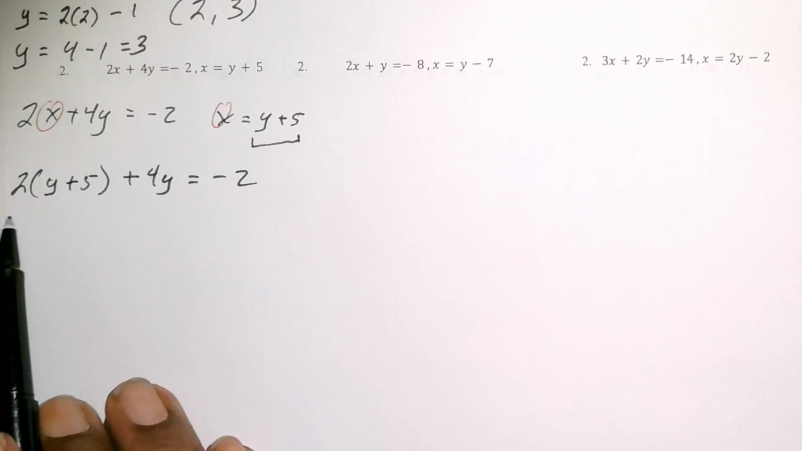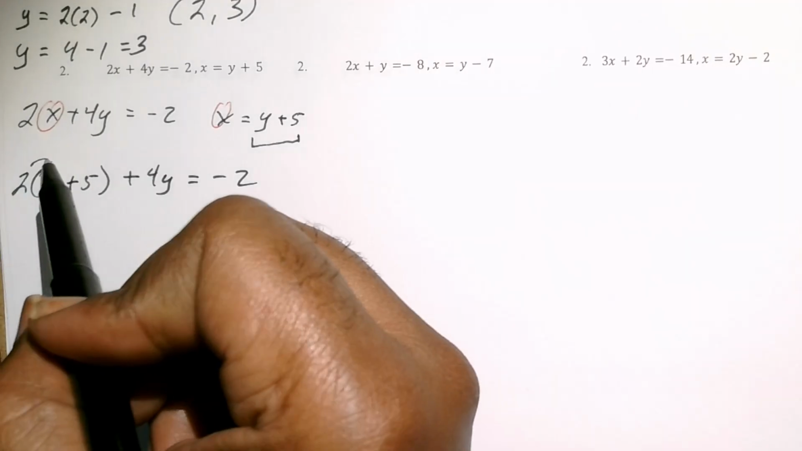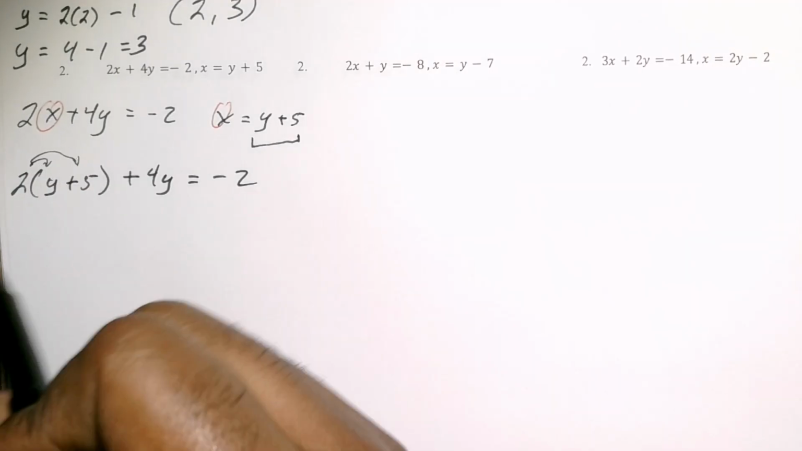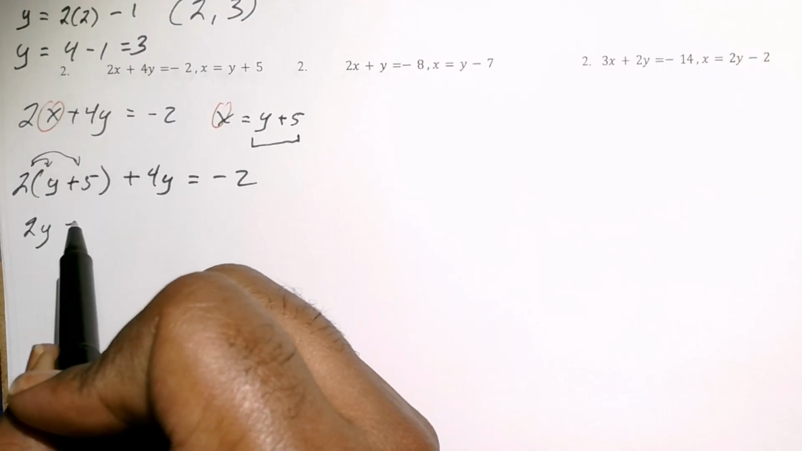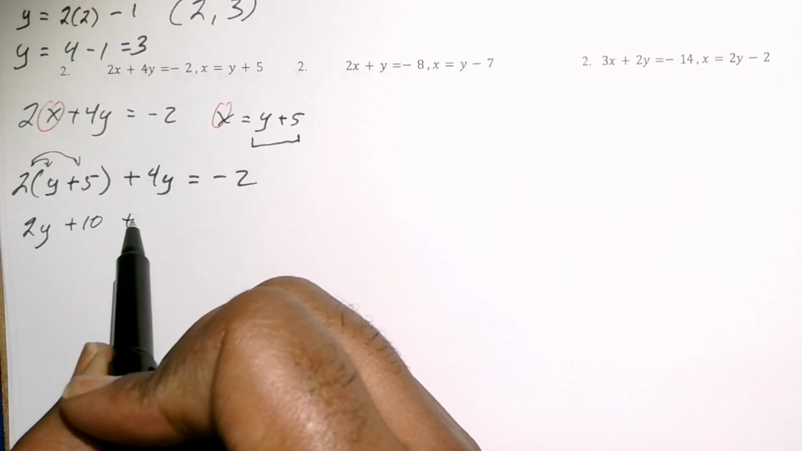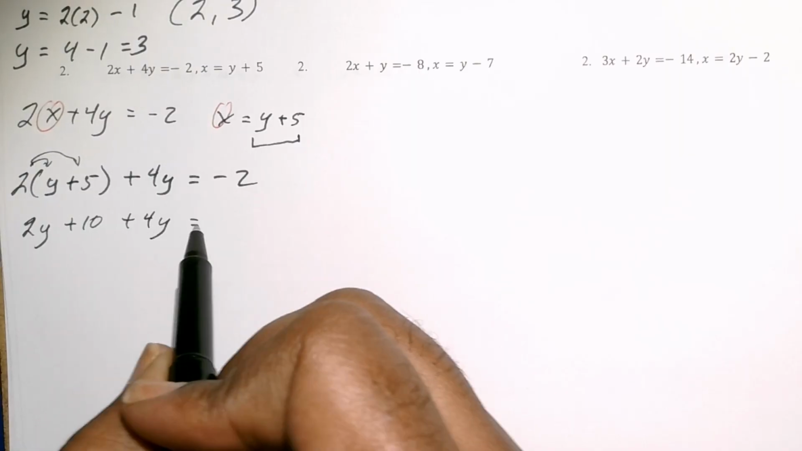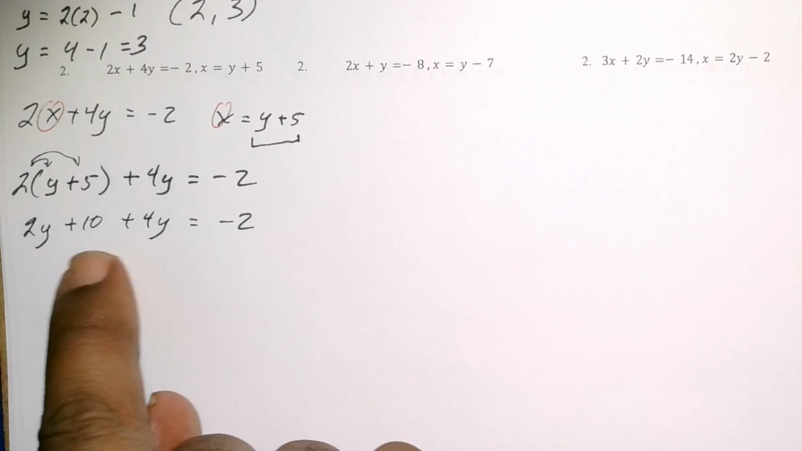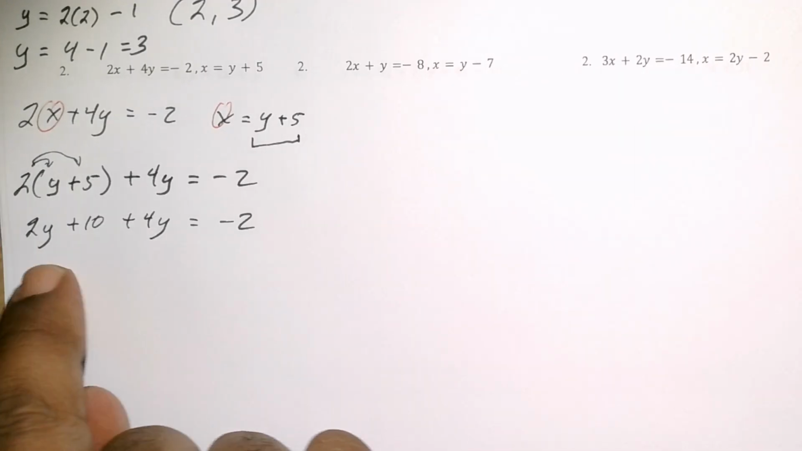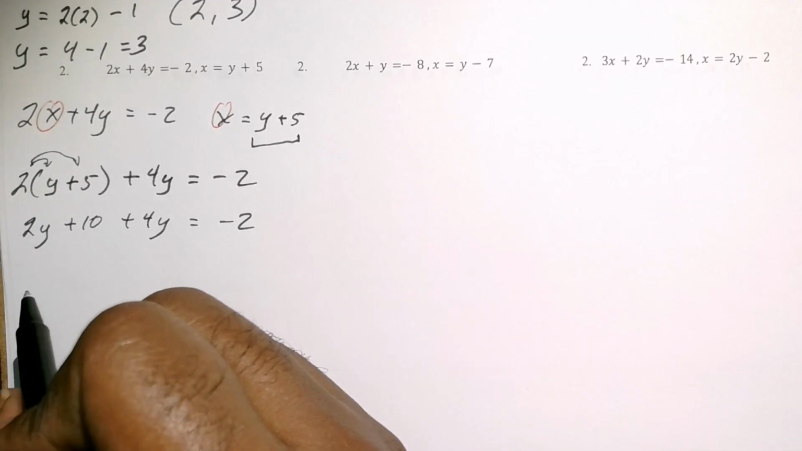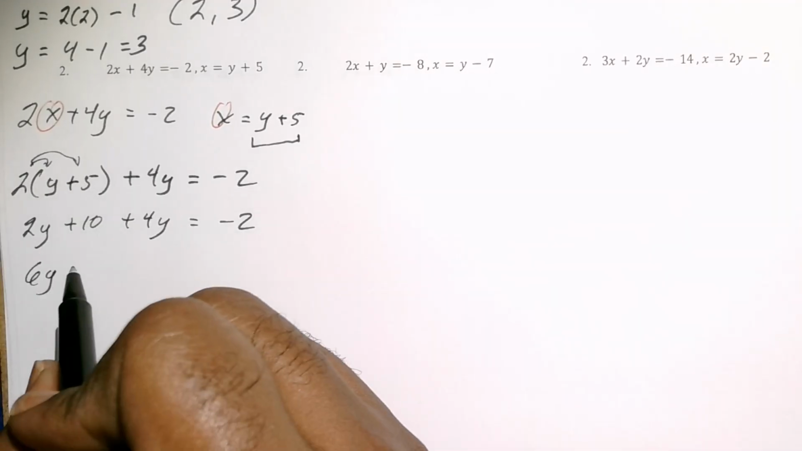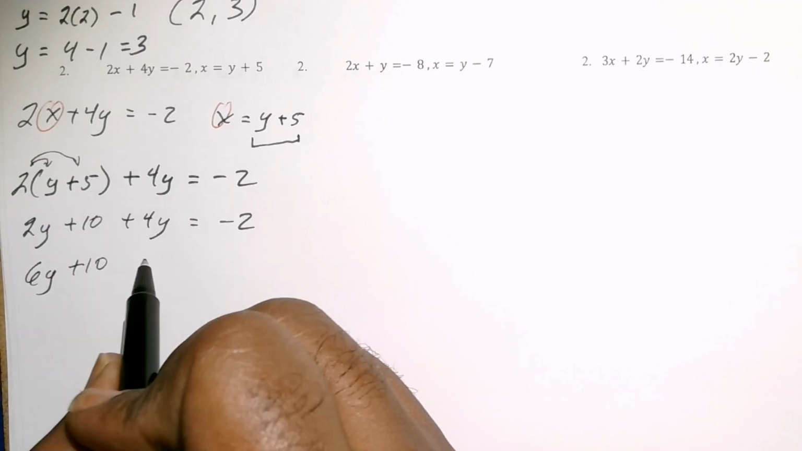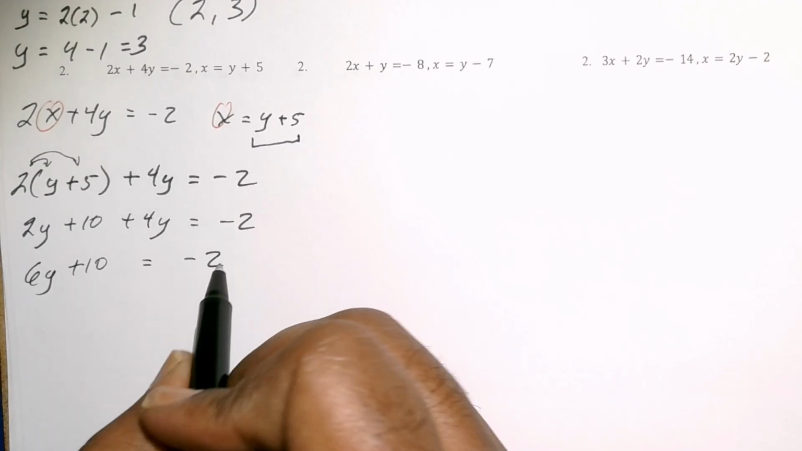Now from here, we're going to distribute our 2 here and there. So we'll get 2y + 10 + 4y = -2. Okay, and now we can collect like terms. We have a 2y here and a 4y on the same side. So same signs can be collected to become a 6y + 10 = -2.